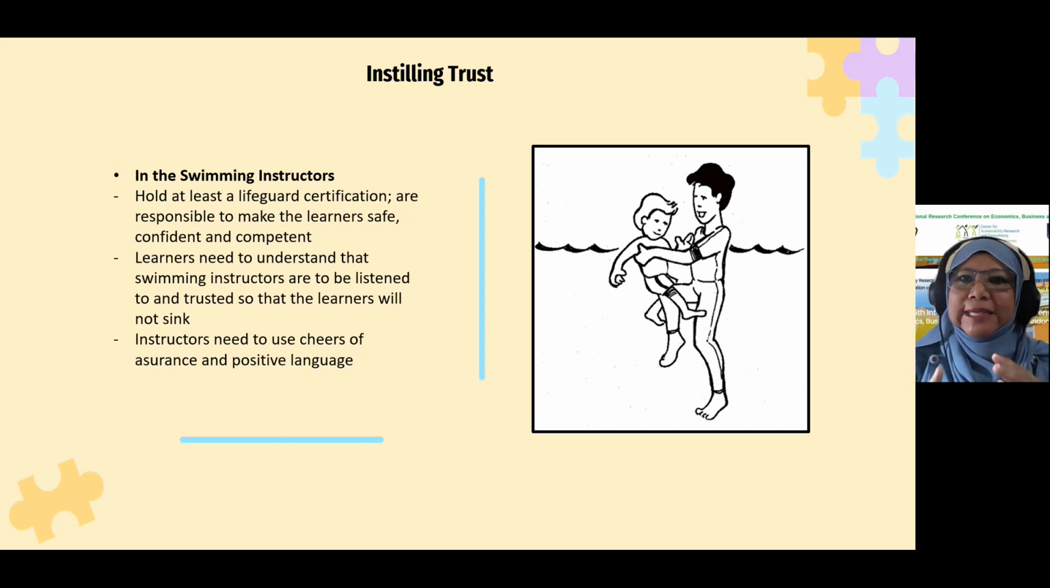Sometimes this does not come in words, because even if we tell them, they wouldn't be able to understand. But when we do this with the children, they know that, okay, I have to trust the teacher, because if I don't trust him or her, I will sink. And this is what I wouldn't want to be happening, right?